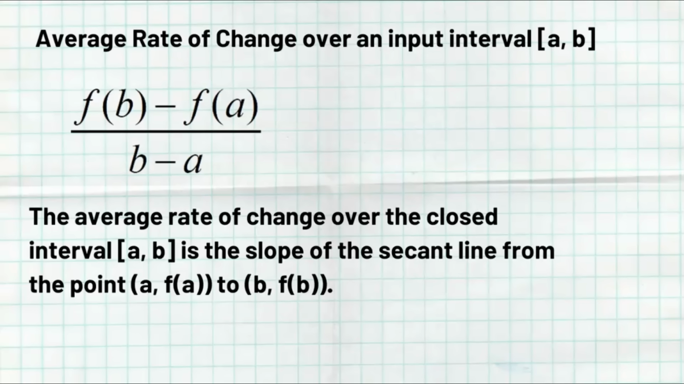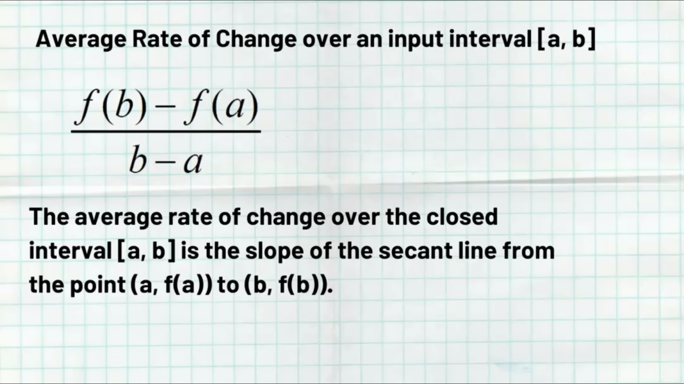Speaking of rate of change, how do you find the average rate of change over an interval from A to B? Well, it's actually quite simple. The average rate of change is just a fancy way of saying the slope. So to find the average rate of change, all we got to do is take the output of the second point minus the output of the first point divided by the input minus the input. Pretty easy. So not too bad. So the average rate of change over the closed interval A to B is the slope of the secant line from the point A, f of A to B, f of B.